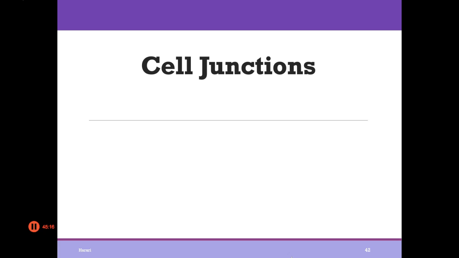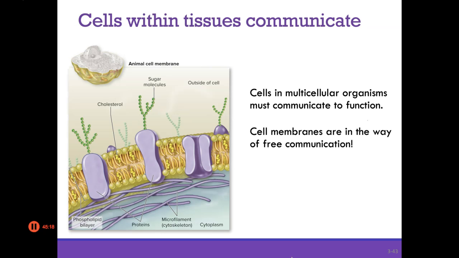So let's talk about cell junctions next. So cells within tissues need to stick together. Many of them need to also communicate. And cell membranes are kind of in the way of free communication.